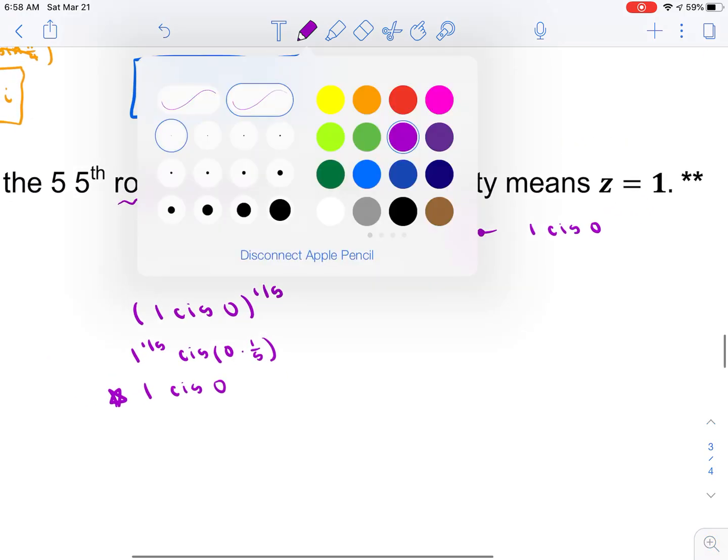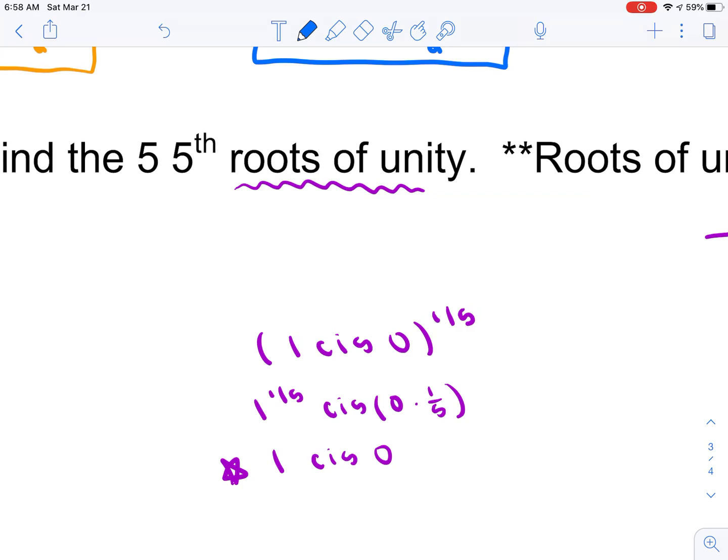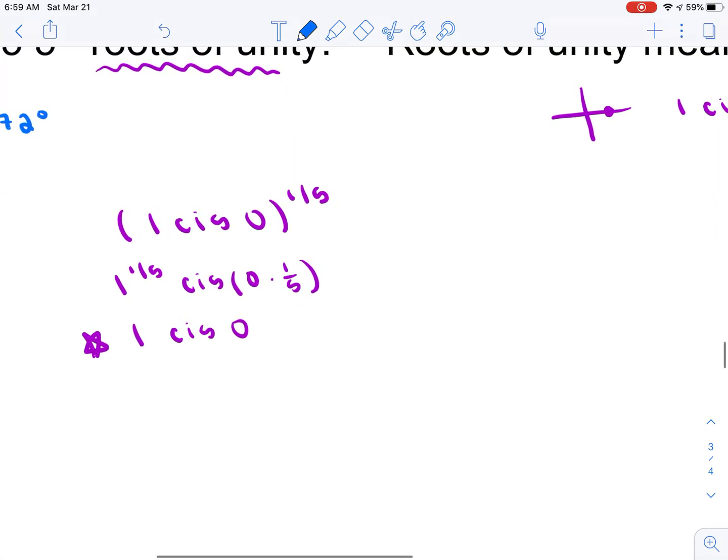Now, to find the remaining answers, remember this idea of equal spacing. And you know what? I'm going to go degrees on this one because I feel like degrees works just as well. We're going to take 360 and divide it by 5 to find out how much these are equally spaced. And what is that going to be? That's going to be 72 degrees apart. So our next solution is going to be 1 cis 72 degrees.